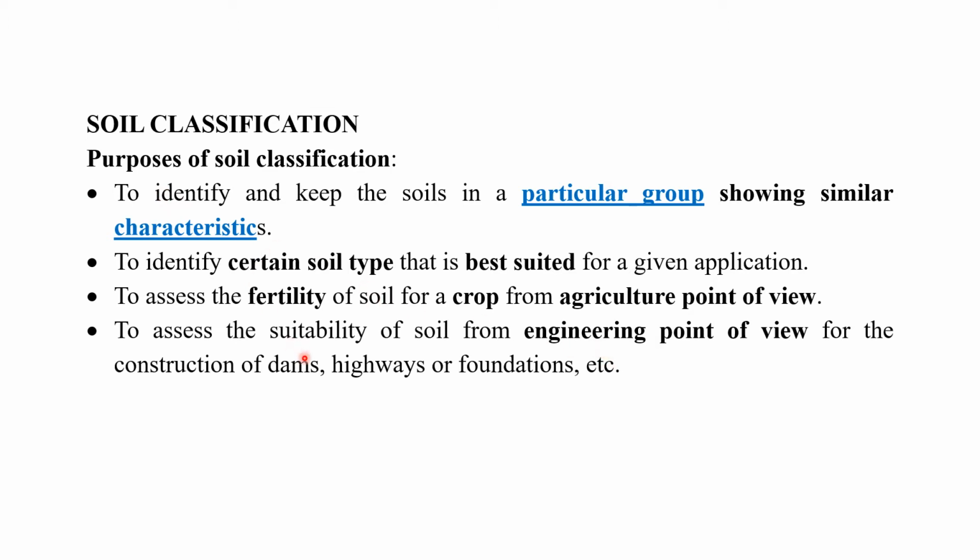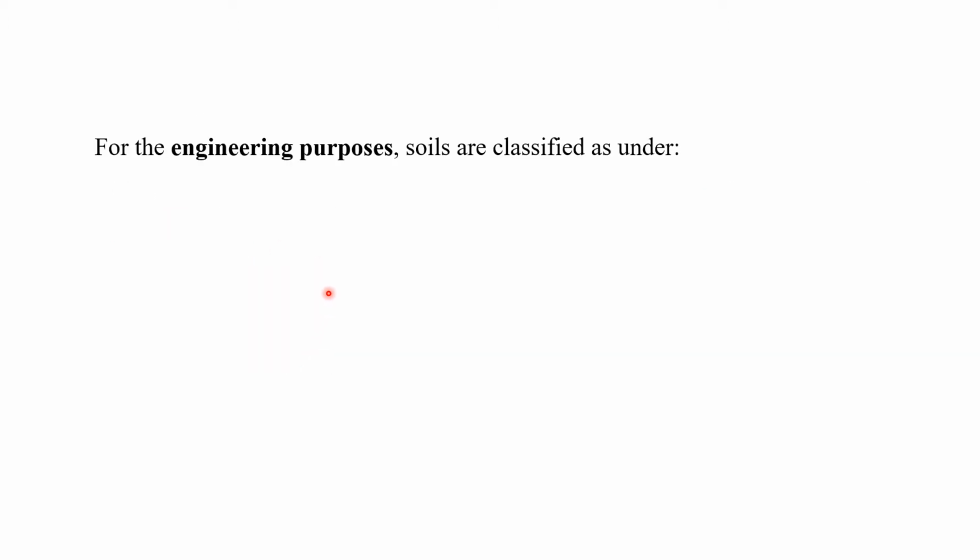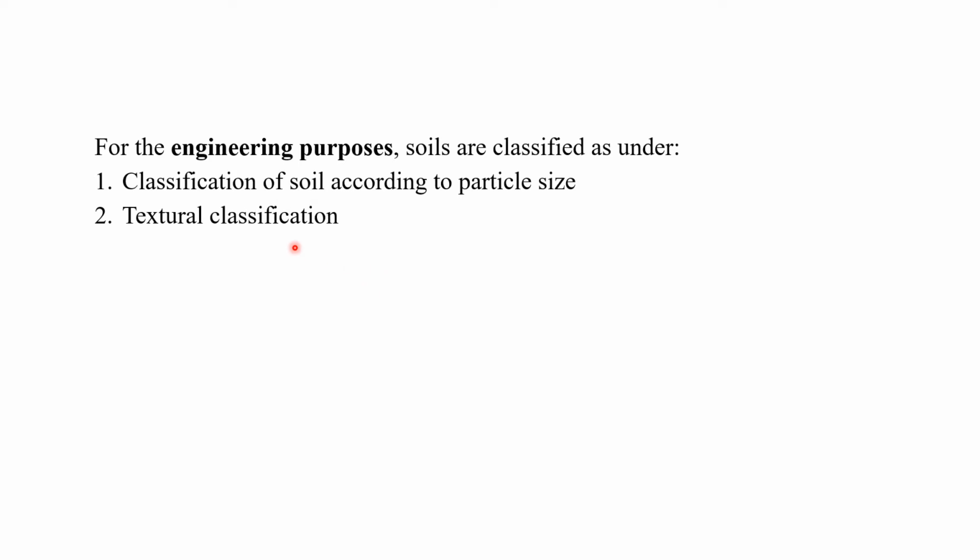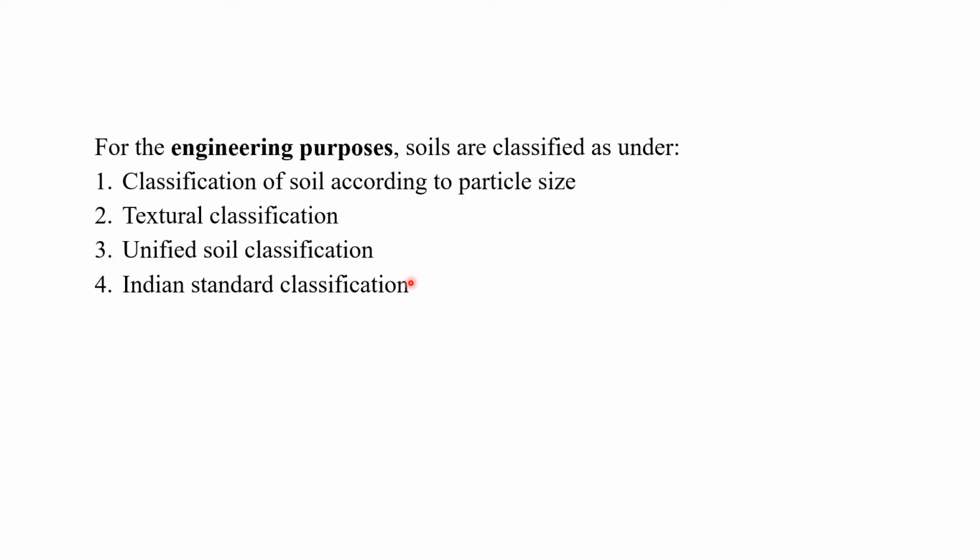classify the soil. Now we can see, from the engineering point of view, what the different classifications of soil are. The first classification we can carry out is according to particle size. The next is textural classification. Third is the unified soil classification. Fourth is the Indian Standard classification. And fifth is the Highway Research Board classification. So we shall discuss all the classifications one by one.